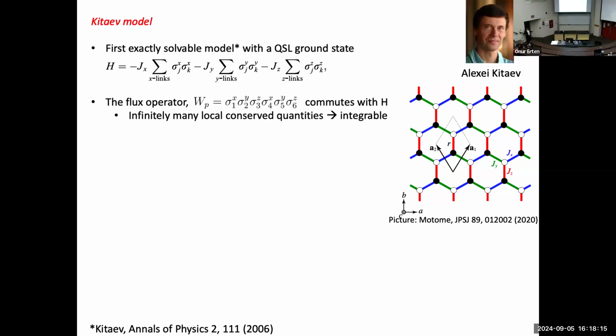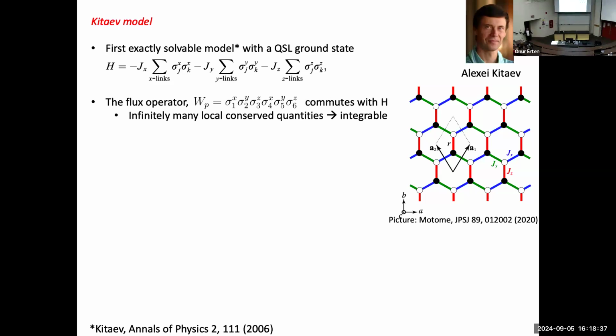So how do you solve this? This model is solvable because there are these flux operators, which are the product of the Hamiltonian terms around these plaquettes, and they commute with the Hamiltonian. Therefore, this gives rise to infinitely many conserved quantities. As a result, the model is integrable.